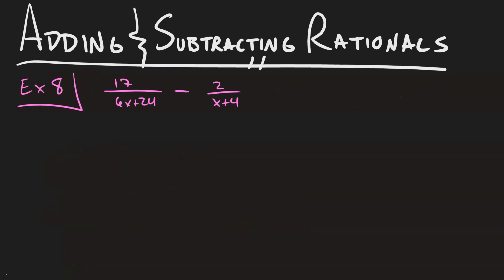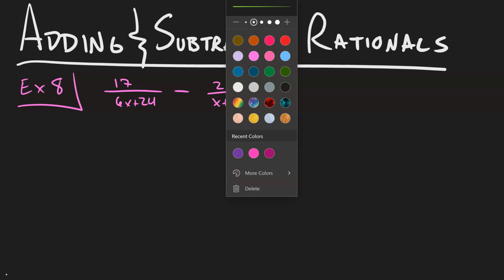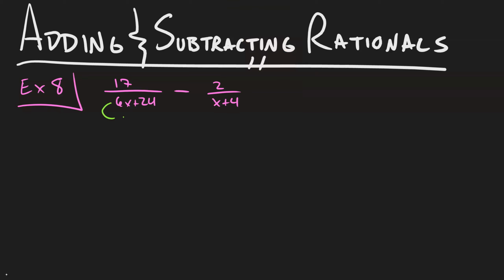Now in example number 8, we have both fractions with binomials for denominators. And if we look carefully, our first denominator can actually be factored to 6 times x plus 4, meaning that we actually have part of our common factor already done for us. In fact, to find our least common denominator, all we have to do is multiply the second fraction by 6 over 6. So let's go ahead and do that.